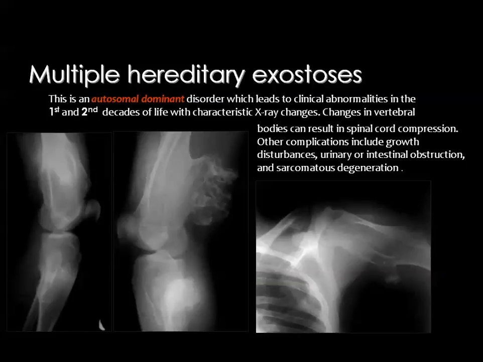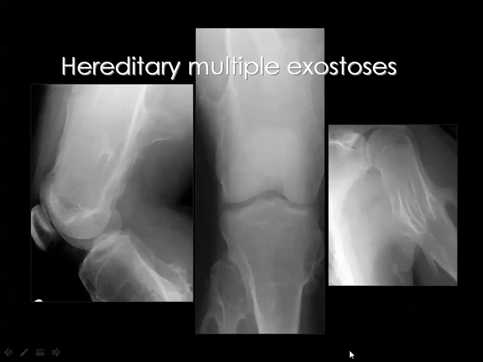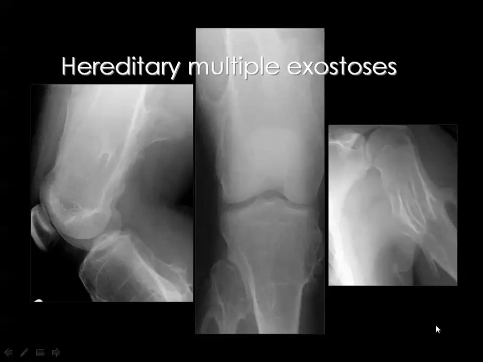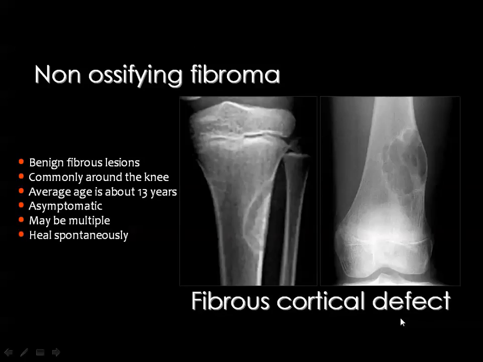Whenever osteochondromas are multiple and extensive, as you can see here in the distal part of the femur, the proximal part of the tibia and the humerus, and they may affect many parts, then you are dealing with what is known as multiple hereditary exostosis or diaphyseal achalasia. Diaphyseal achalasia is a hereditary bone disease, an autosomal dominant disorder, and is diagnosed easily by the presence of extensive multiple osteochondromas all over the skeleton, as you can see here in the knee and in the humerus as well.